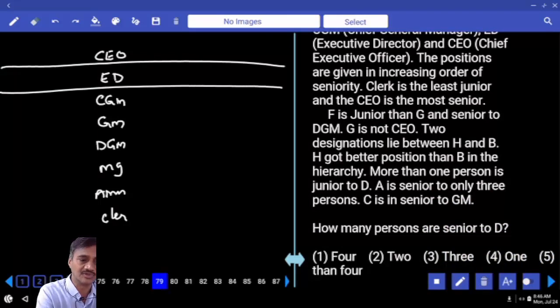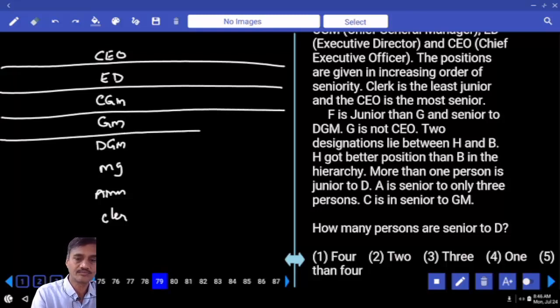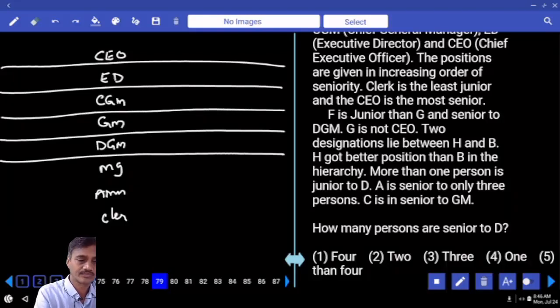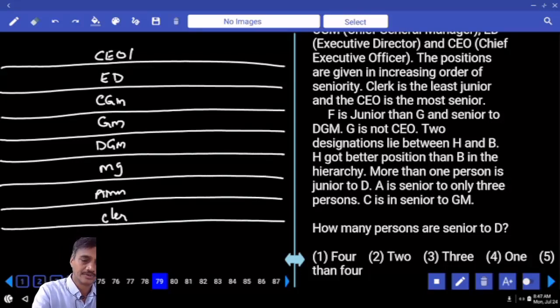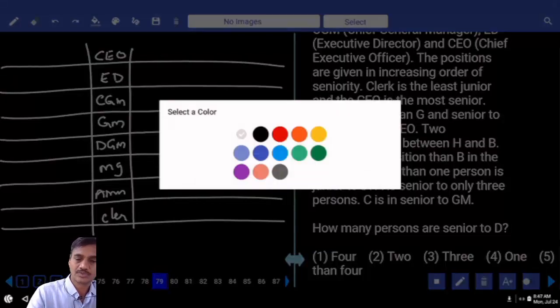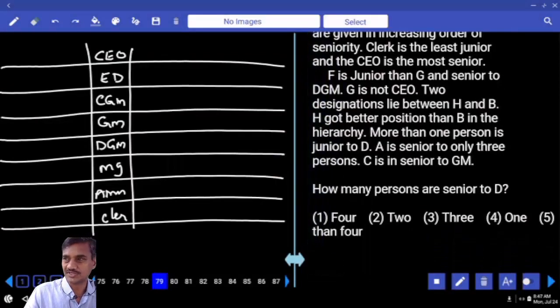Then coming to condition number 1. Now in condition number 1, F is junior to G. F is junior to whom? F is junior to G. That means G is senior to F. The word immediate is not given. And F is senior to DGM, and F can be in the first 4 places, out of which strictly in these 3 places only. Hence there are 3 different possibilities for F.